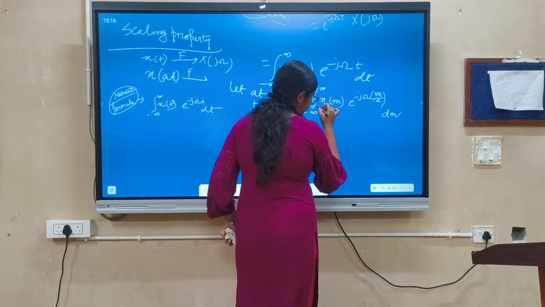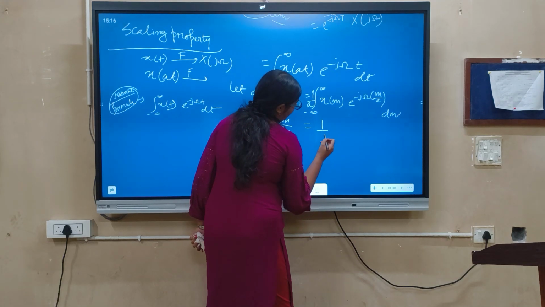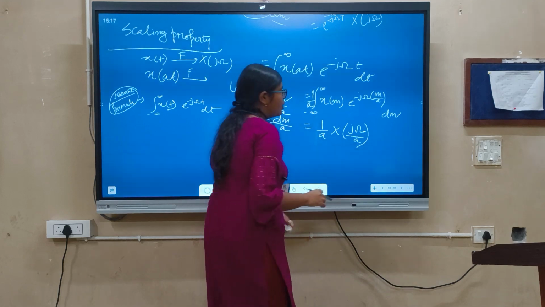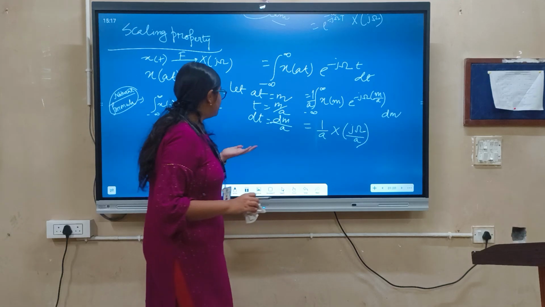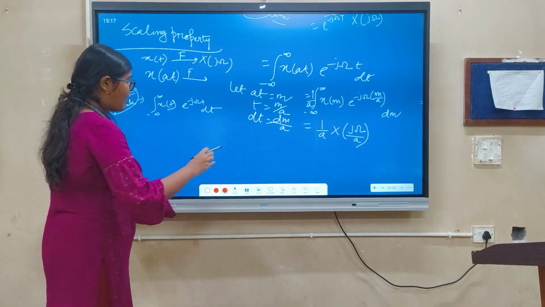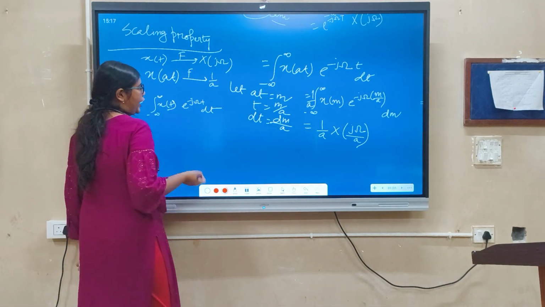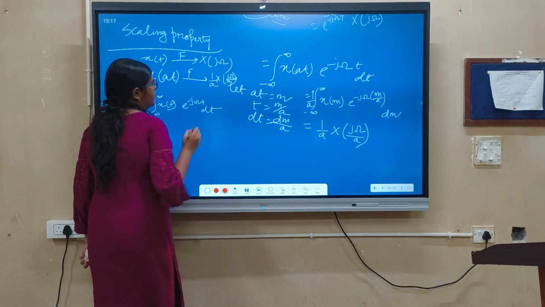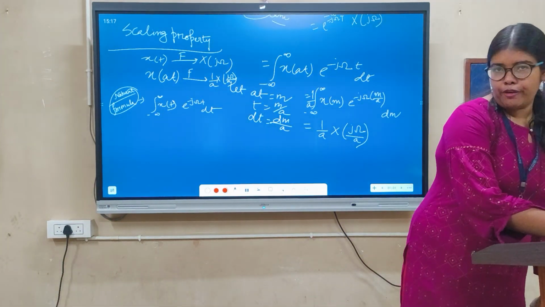So what about this one? We have to write j omega by a, because that consists of m by a. So this is all about our scaling property of Fourier transform. After applying the Fourier transform to the scaled signal, what we get is 1 by a times X of j omega by a. Okay? I think this is clear for everyone.